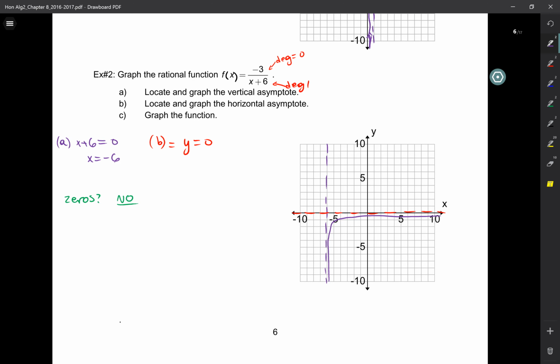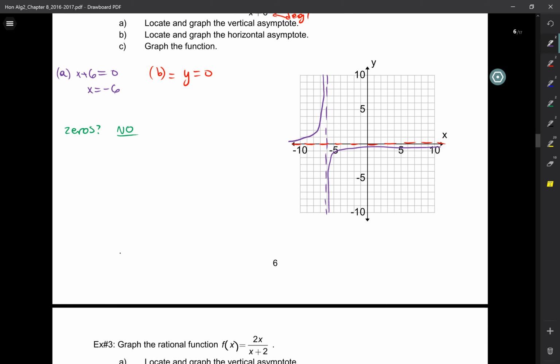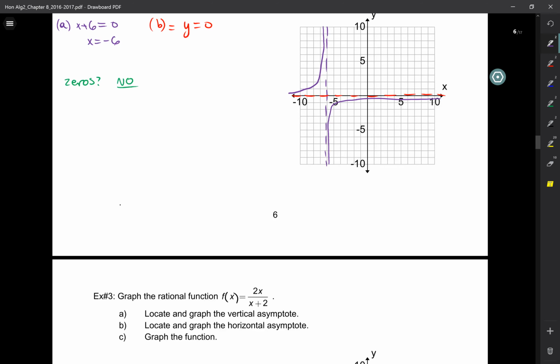To the left of the vertical asymptote, x equals like -10, right? For those values, this is going to be positive. So it looks like that. Questions?